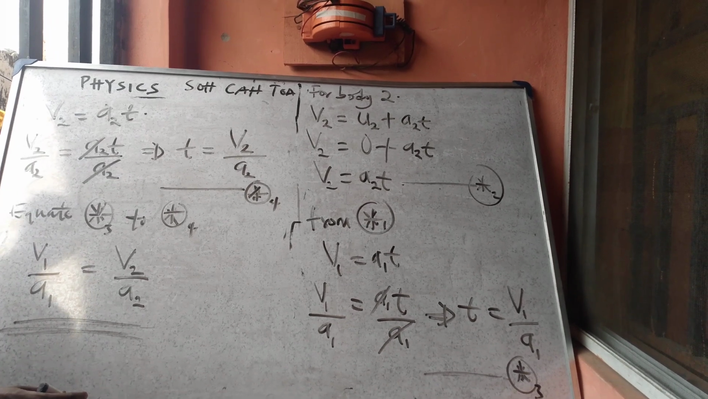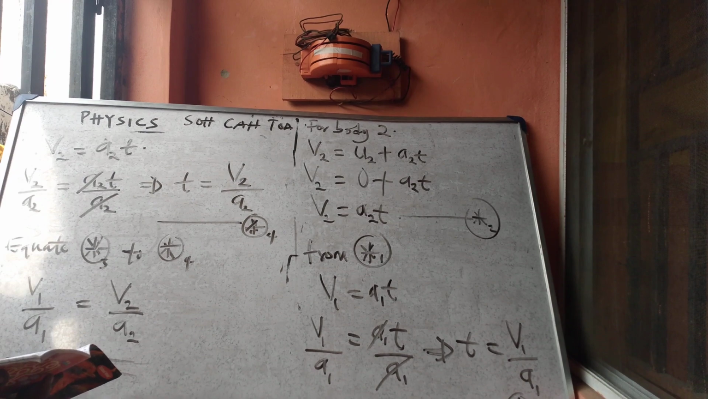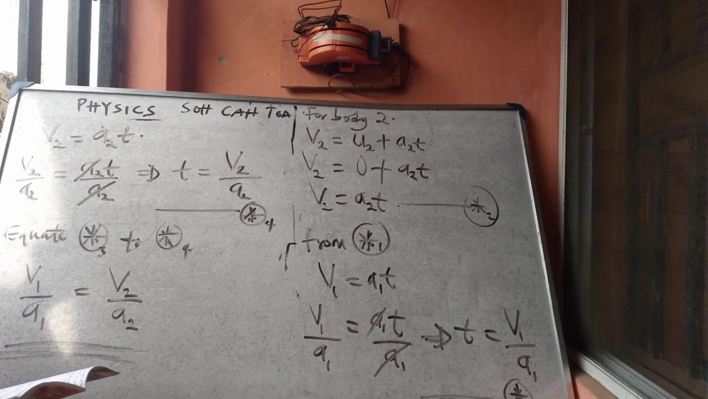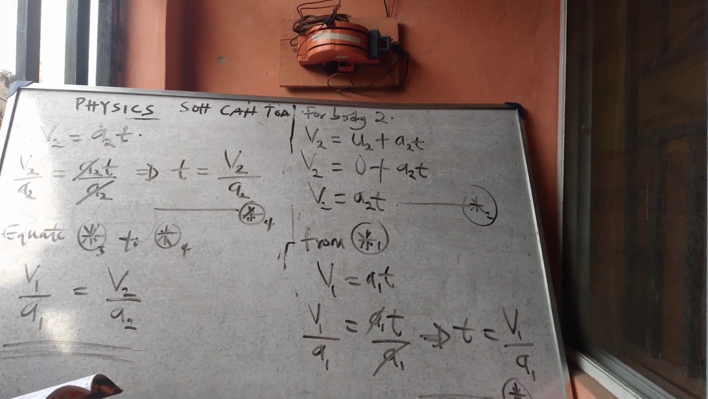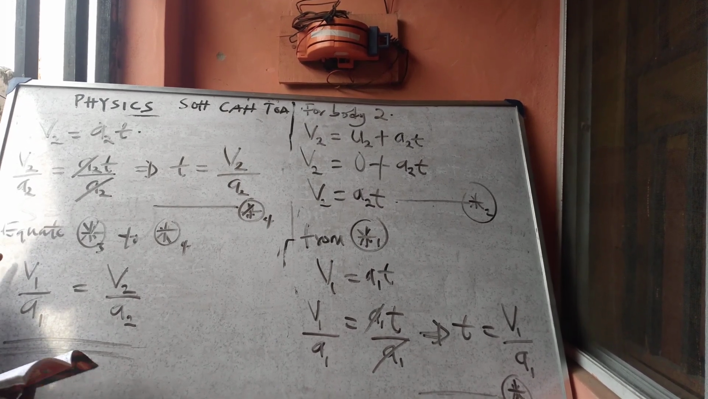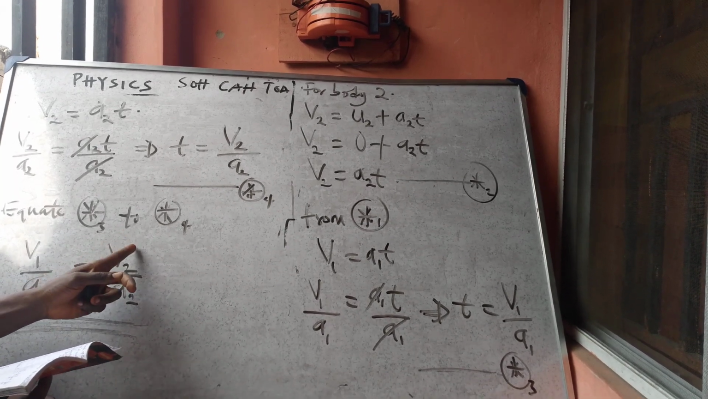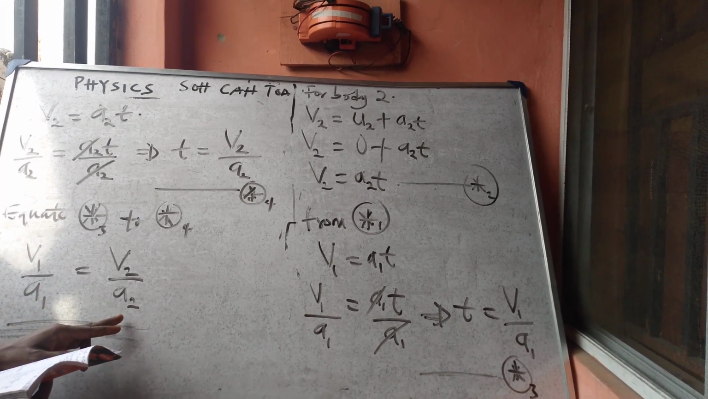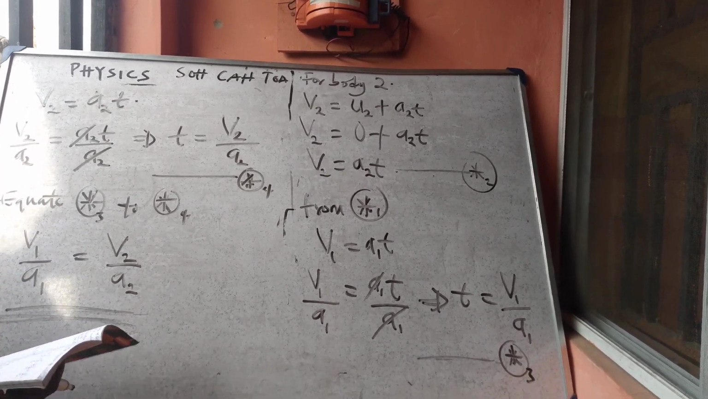That is option what? What were the options? Option B is the answer, of course: v1 over a1 equals v2 over a2. That is it. So we have established the relationship between v1, which is the final velocity of body 1, v2, the final velocity of body 2, a1, the acceleration of body 1, and a2, the acceleration of body 2. We have established a relationship between the four parameters.